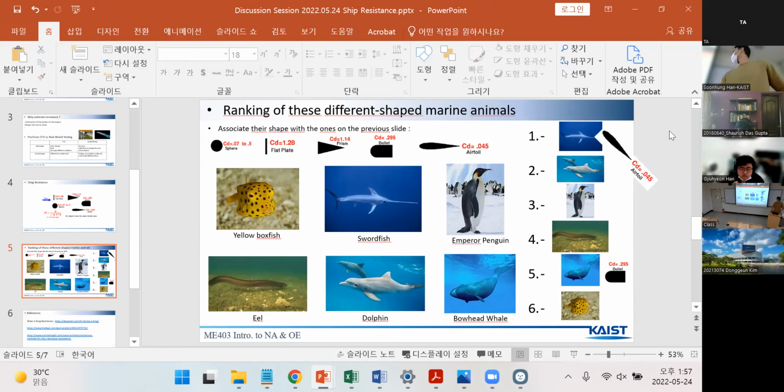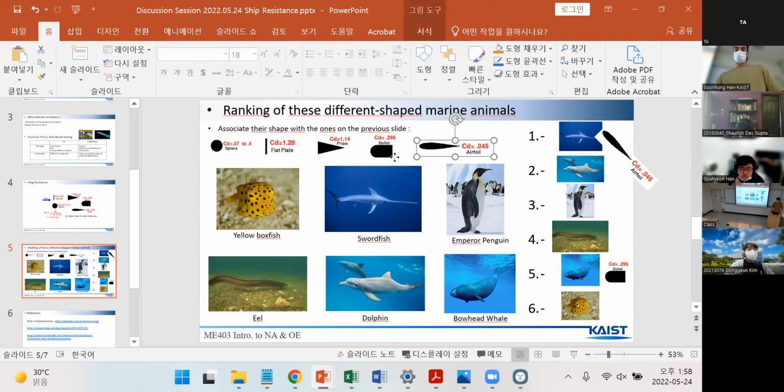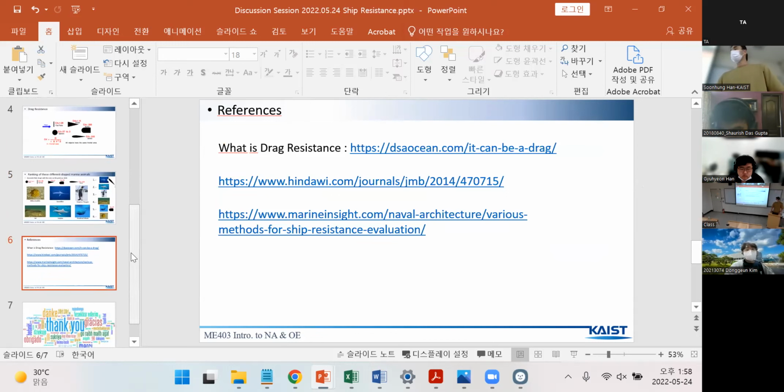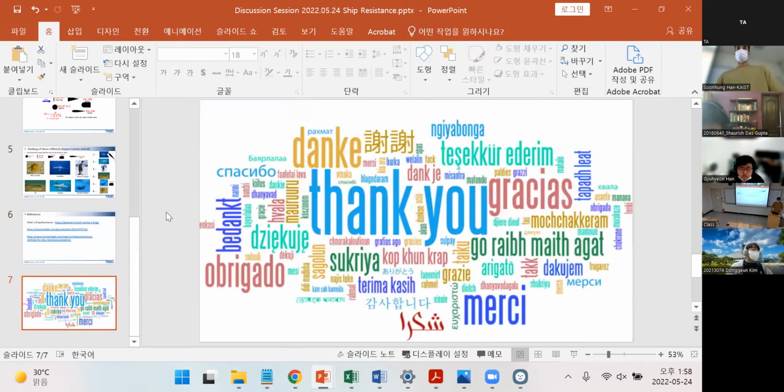So this is also how they predict the resistance from the different animals, using this kind of observation. These are my references, and thank you for your participation.